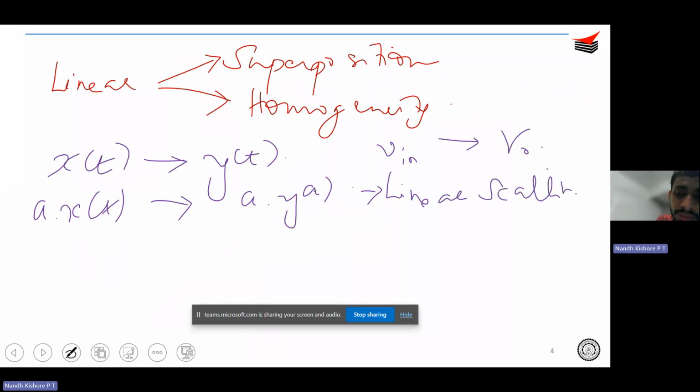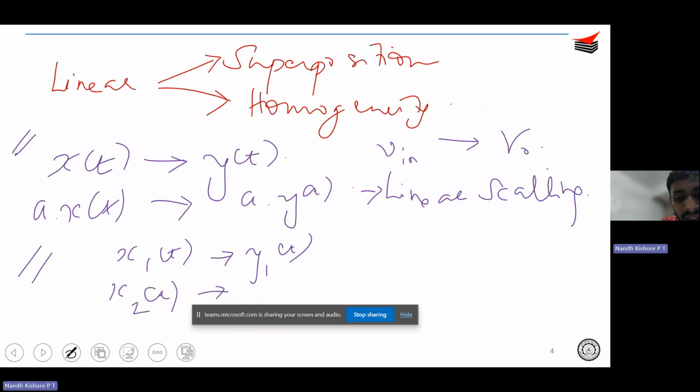This is one, right? And the other one is, of course, that, okay, so let's say you have x1 of t giving y1 of t, right? And let's say you apply another input x2 of t, and then you may get some y2 of t, right?